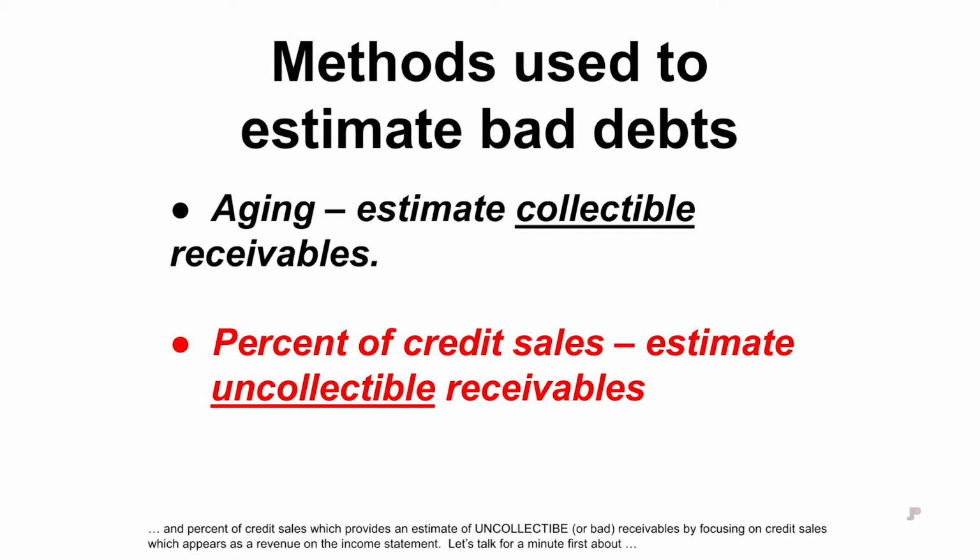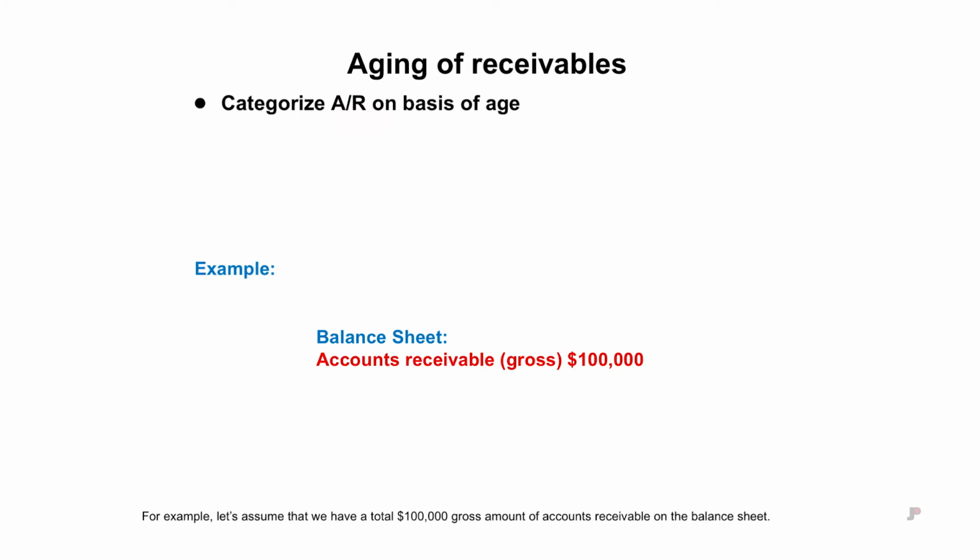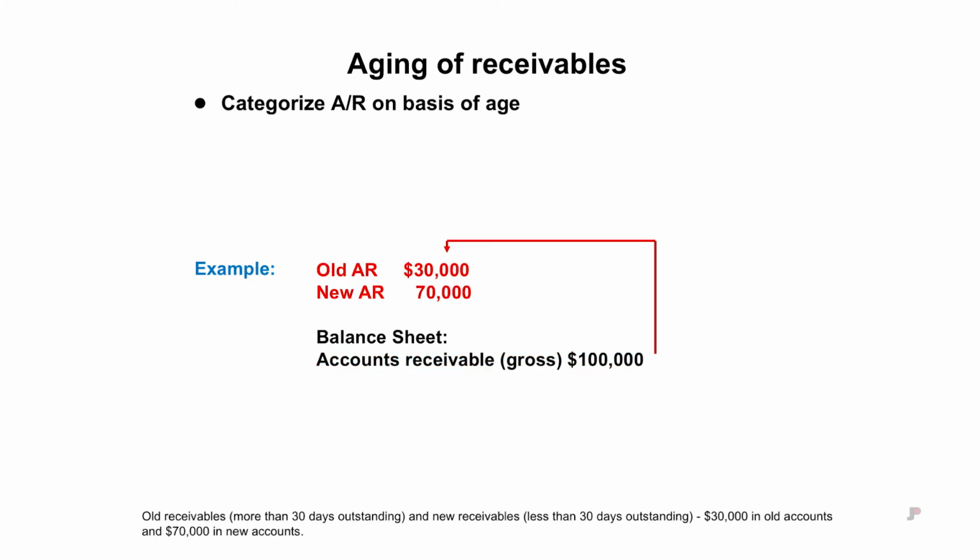Let's talk for a minute first about aging of receivables. Under this method of estimating bad debts, we first review the individual receivables and categorize them on the basis of their ages. For example, let's assume that we have a total $100,000 gross amount of accounts receivable on the balance sheet. Old receivables more than 30 days outstanding and new receivables less than 30 days outstanding.